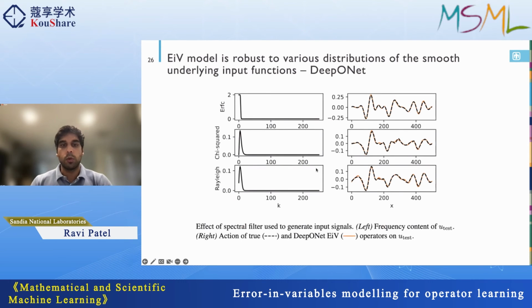Next, we look at how our error in variables model performs for different distributions of the smooth underlying input function. For each row, we apply a different transfer function to white noise to get our smooth underlying functions. And for each one, our error in variables model is able to recover the action of the true operator.